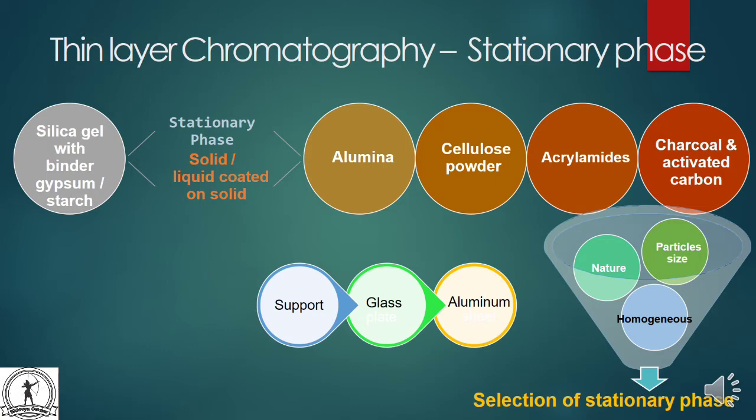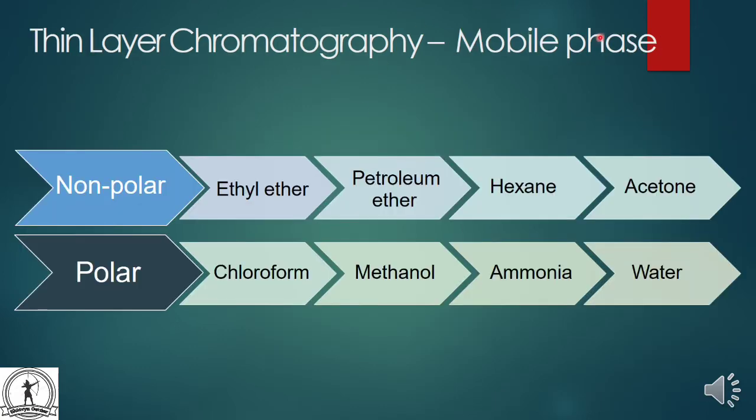So, got it? Now mobile phase. Whenever we do TLC, thin layer chromatography, the mobile phase for our experiment can be either polar or non-polar in nature. In non-polar, we can use ethyl ether, petroleum ether, hexane, acetone. And in polar, we can use chloroform, methanol, ammonia, water. Here acetone is non-polar, but acetone gives a little bit of polarity.